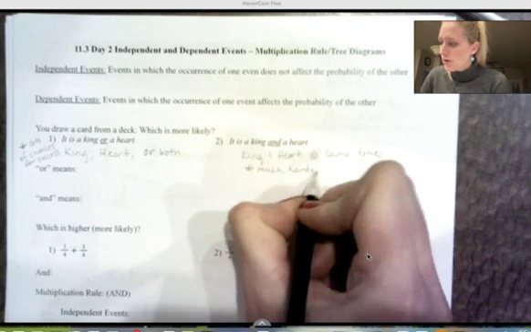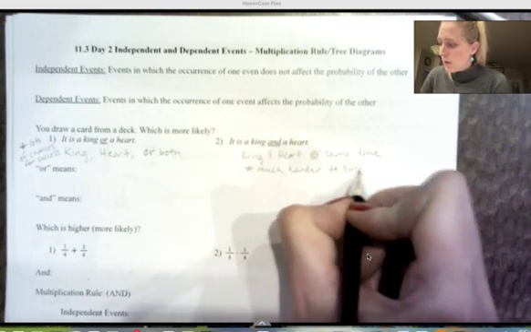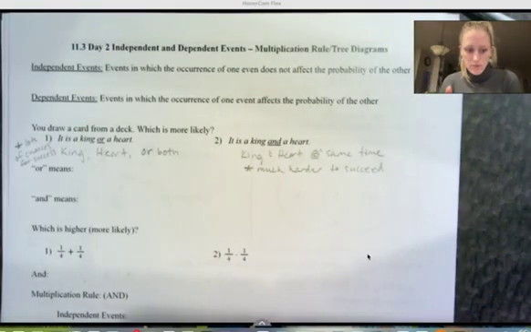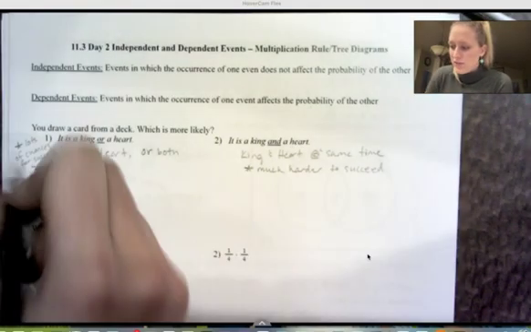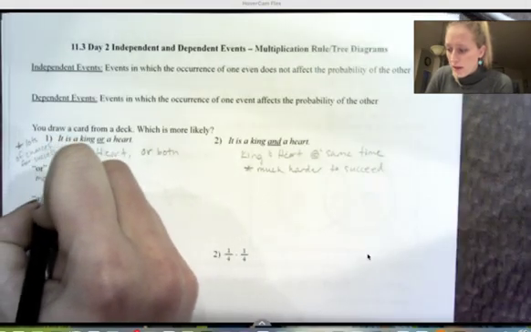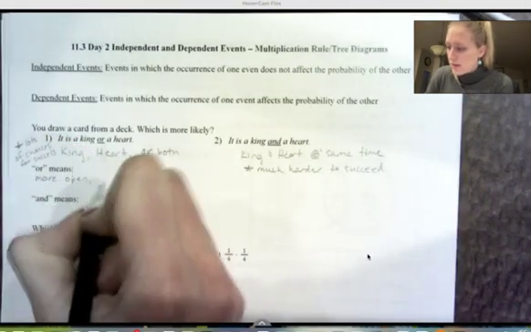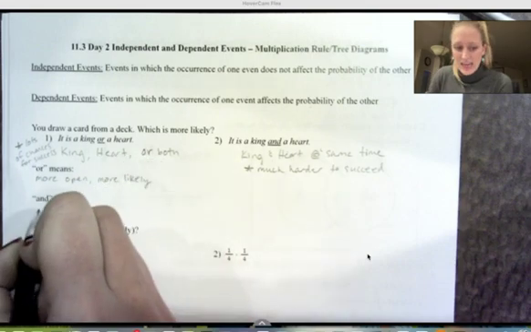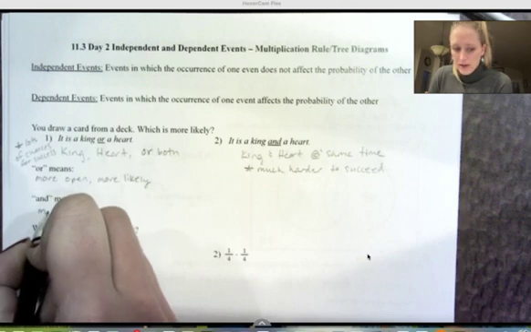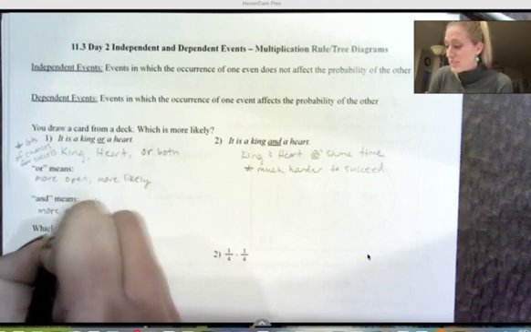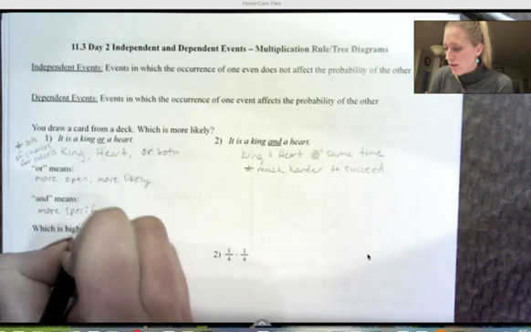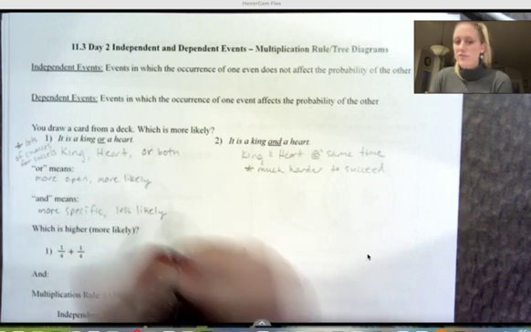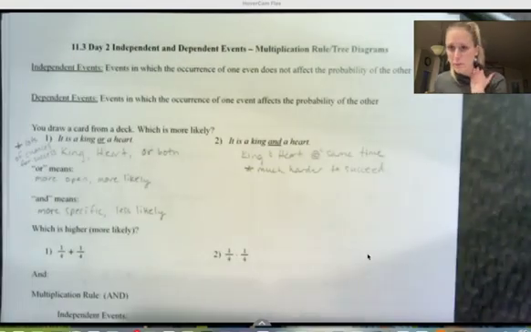So when I think about when I want to calculate these probabilities, when we were doing the "or," it's more open, which means it's more likely. There's more options. Okay, and "and" means it's going to be less open or less likely. So I'm going to say more specific. So it's less likely. Okay, so because of that, that affects how we calculate the probability.